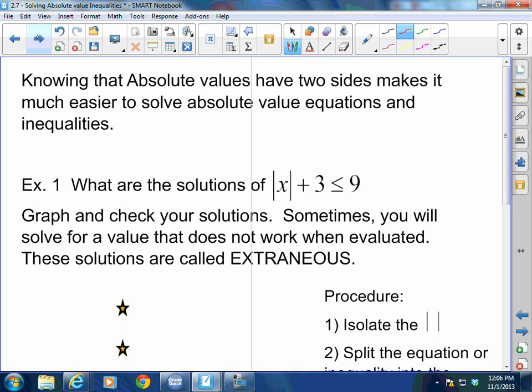We've already talked about equations. Today we're going to focus on inequalities. So let's start with a nice simple example. What are the solutions of the absolute value of x plus 3 less than or equal to 9? Well, you want to graph and check your solutions. Remember, when you're checking your solutions, sometimes you will have a value that does not work when you plug it back in. If you solve and you have a value that does not work, that solution is called extraneous.